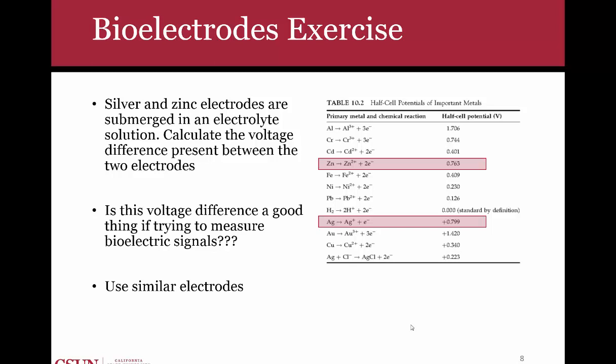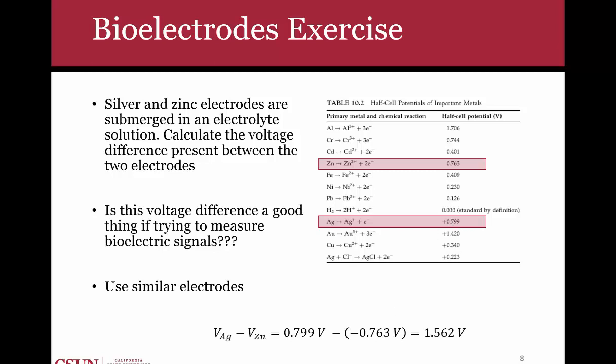So let's say that you're given a silver and a zinc electrode, and you submerge them in the same electrolytic solution, and you're asked to calculate the difference between the two electrodes. So you're going to use this table to help you out. I know that if I put zinc in there, it's going to produce negative 0.763 volts. If I put silver, I'm going to get plus 0.799.